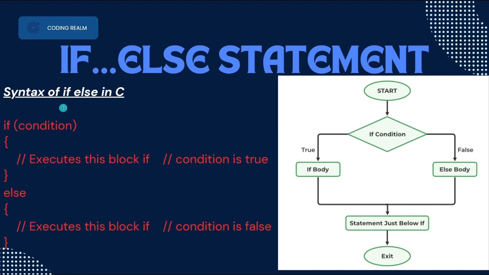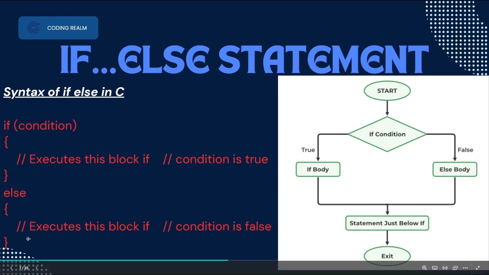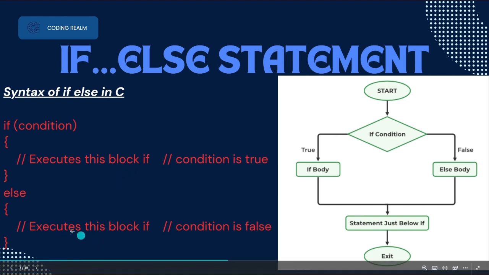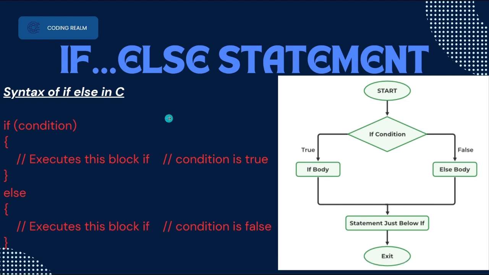This is the syntax of the if-else statement in C. We start with if and the condition. We open the braces and put a block of code. Then we put else, open the braces, and put a block of code. The statement in the if is for the true condition, and the statement in the else is for the false condition. This is the true and this is the false.